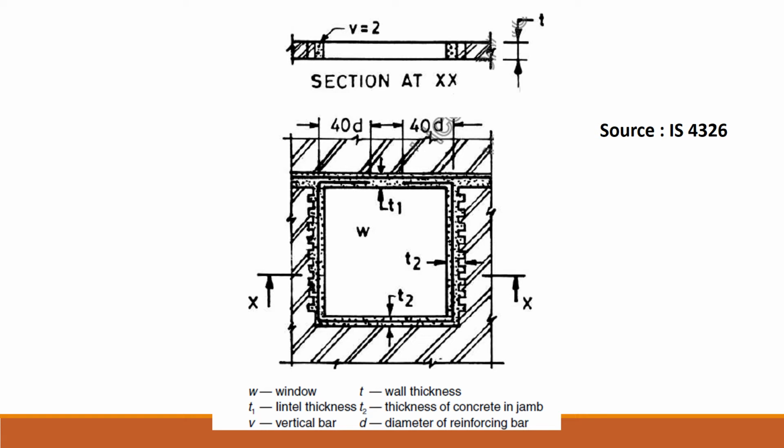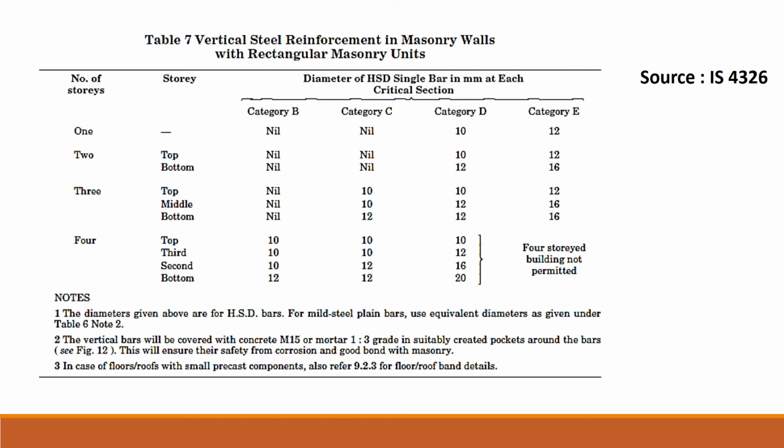Now in the lintel band, we already have a reinforcing bar running above this bar. The diameter of the reinforcing bar here is D, and the diameter of the vertical bar is V. Moreover, the thickness of the wall is T, as we observe from the section that has been cut. Now the reinforcing bars that are provided in the seismic strengthening of the walls, and of the openings particularly, that we are talking about, are given here in Table 7 from IS 4326.